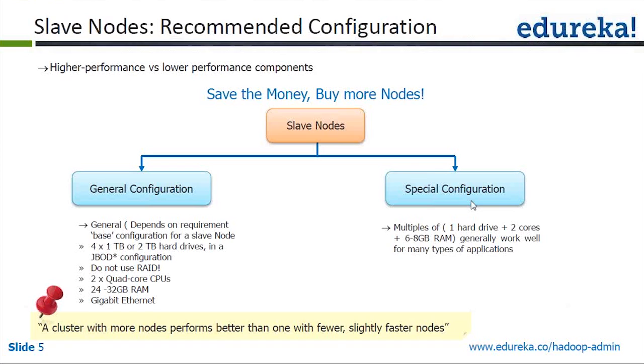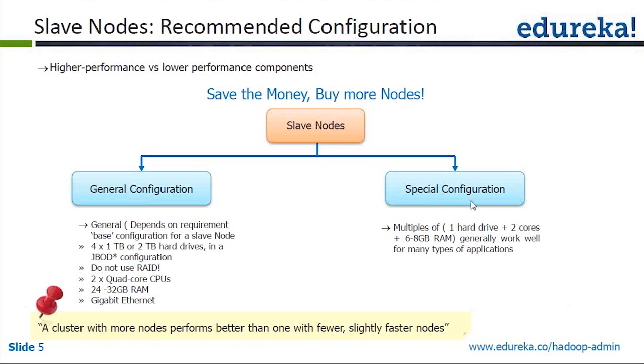There are two configurations mentioned: one is the general configuration and one is a special configuration. In the general configuration, it depends upon the requirement of your slave node. You can have a couple of terabytes of hard disks, and you don't need to RAID them, so you don't need any redundancy in them. You need quad-core CPUs, 22 to 32 GB RAM and a gigabit Ethernet card. In the special configuration, you have one hard disk, 2 cores, 6 to 8 GB RAM. Generally this works well for many types of applications.